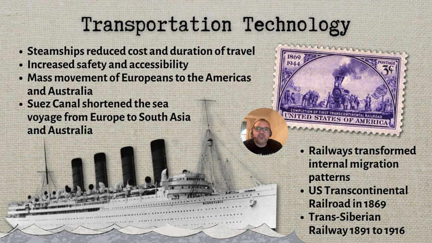Similarly, the opening of the Suez Canal in 1869 shortened sea travel from Europe to South Asia and Australia, which encouraged migration to those regions as well. And then you have railways, on the other hand, transforming internal migration patterns, particularly in the United States. For example, the completion of the Transcontinental Railroad in 1869 opened up the western frontier to settlement and attracted migrants from both the eastern United States and Europe. We have examples in Russia as well, the Trans-Siberian Railway, which was completed between 1891 and 1916, which facilitated migrations of Russian peasants to places in Siberia, offering them agricultural opportunities.